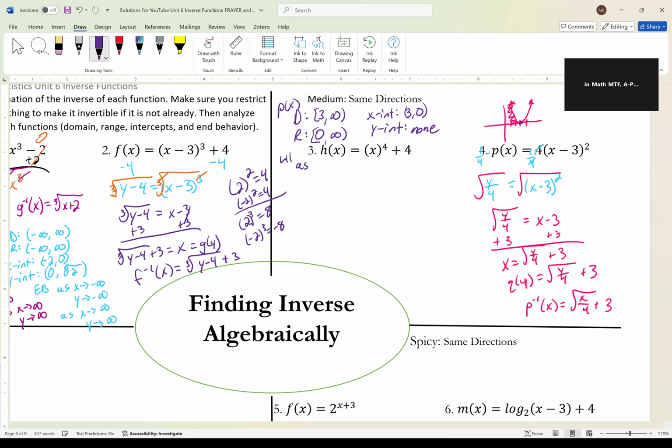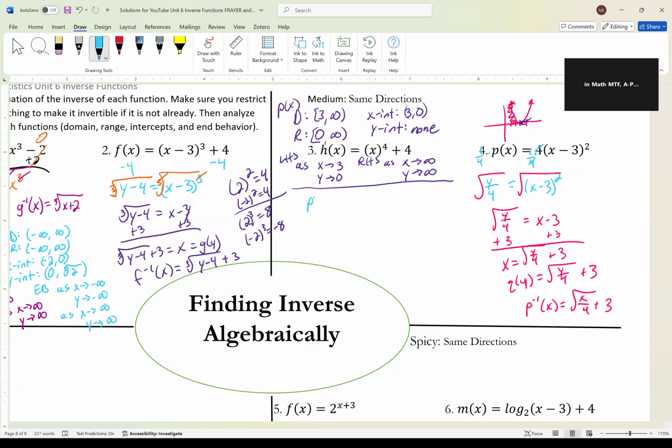So on the left-hand side, we need to notice we got to stop at that vertex. So x is approaching 3, y is approaching the 0 of that point. On that right-hand side, as x approaches infinity, so as we go to the right, y goes towards infinity, going up.